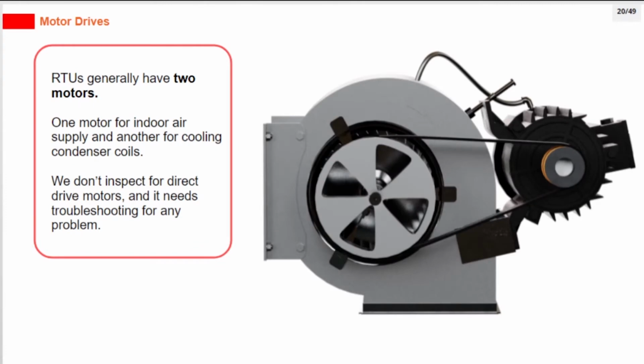RTUs generally have two motors. One motor for indoor air supply and another for cooling condenser coils. We don't inspect direct drive motors, and they need troubleshooting for any problem.